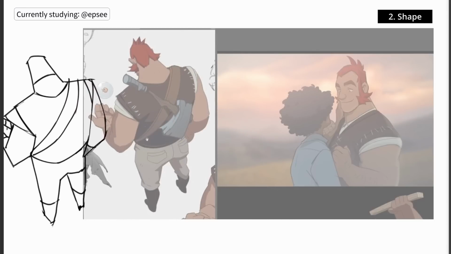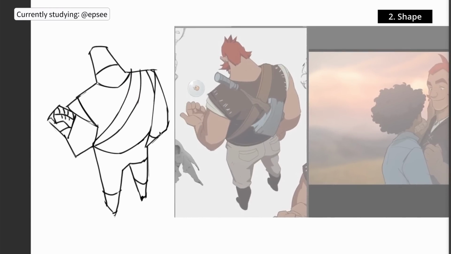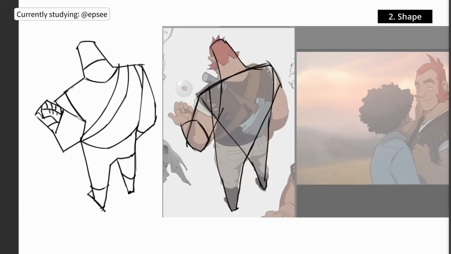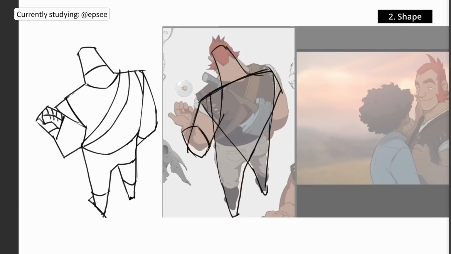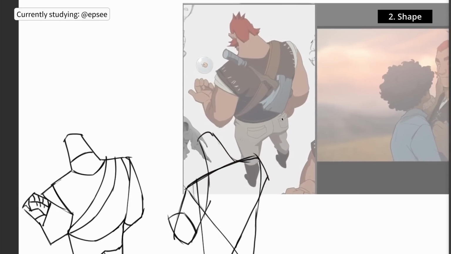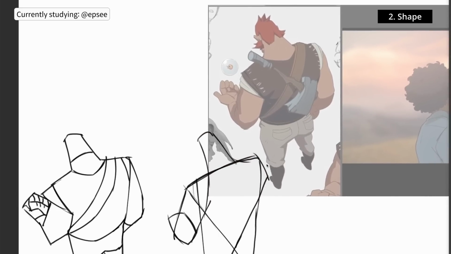And you see how when Epsi draws a character, all of her shapes stack really neatly into each other. Like, for example, you could say that this is one shape, and that this is another shape. She has really resolved shapes. There's nothing that is out of place. Everything belongs within each other, which is why this drawing feels so solid.